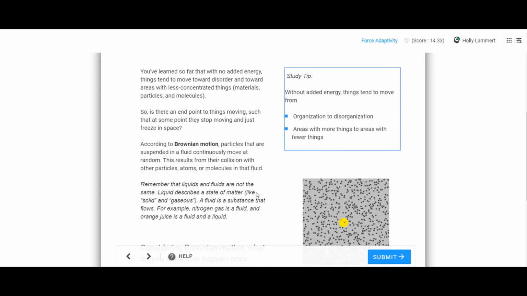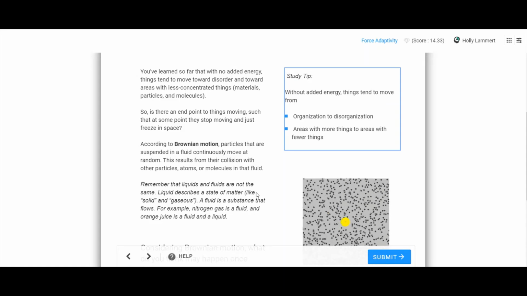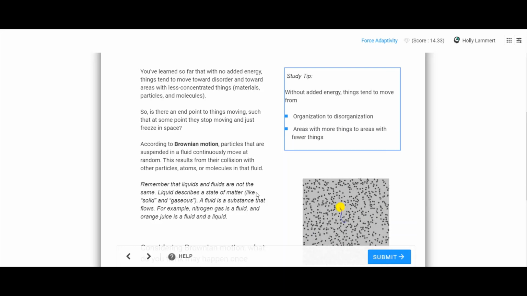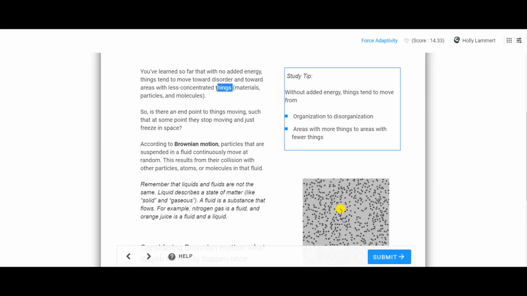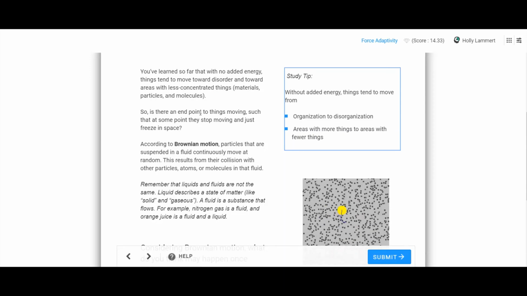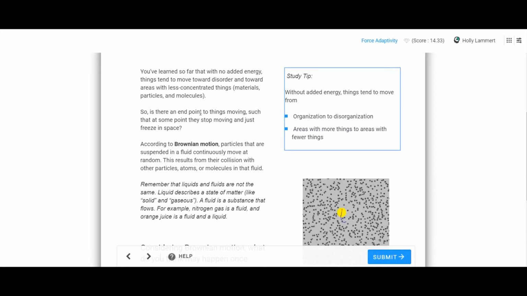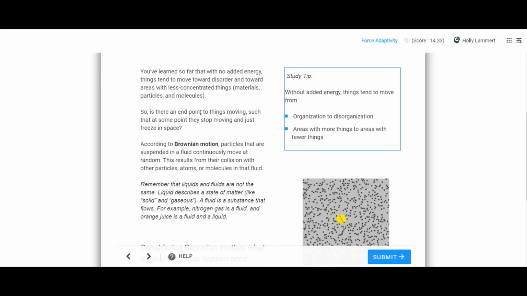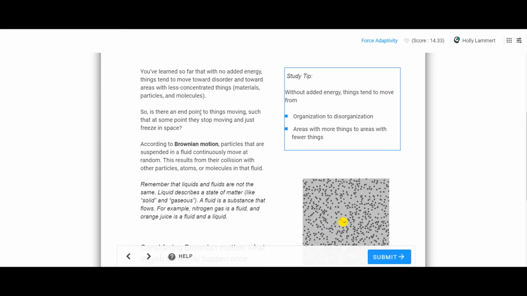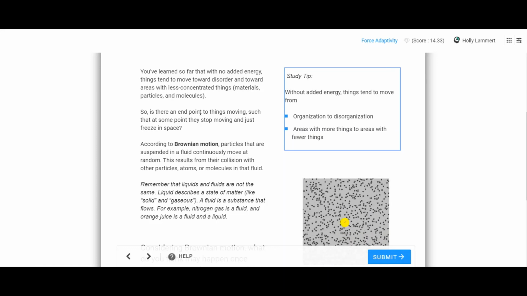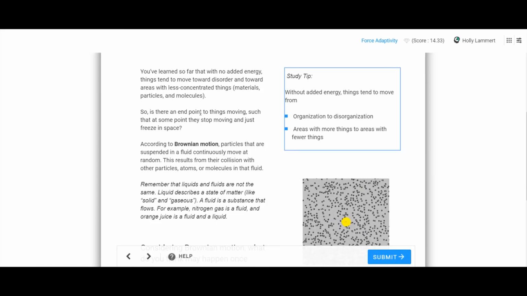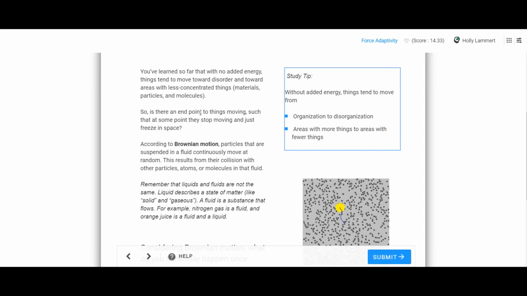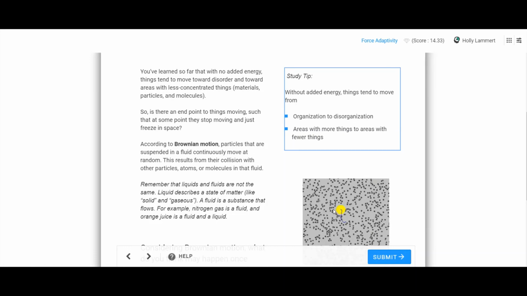You've learned so far that with no added energy, things tend to move towards disorder and towards areas with less concentrated things. Materials, particles, and molecules is what we're generally calling things here. So, is there an end point to things moving, such as the point they stop moving and just freeze in space? According to this principle called Brownian motion, which is named after the person who discovered it, particles that are suspended in a fluid continuously move at random. This results from their collision with other particles, atoms, or molecules, aka things, in that fluid. So they're bouncing around, they hit something, they move.